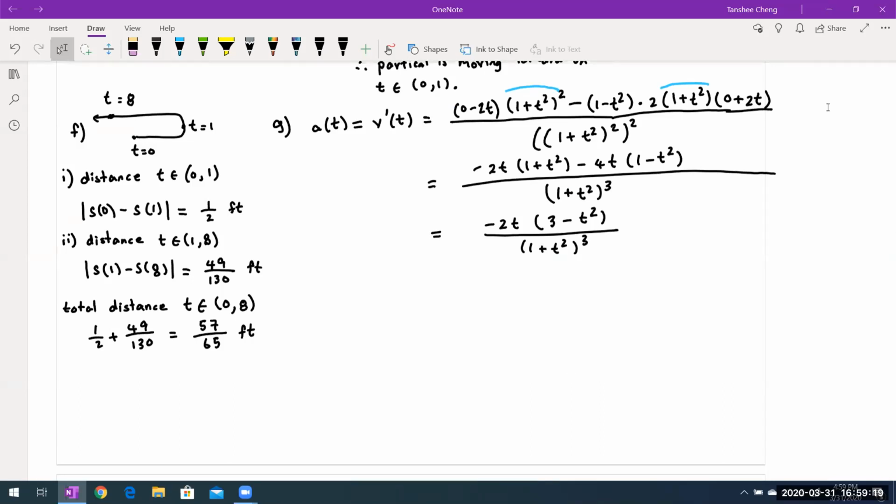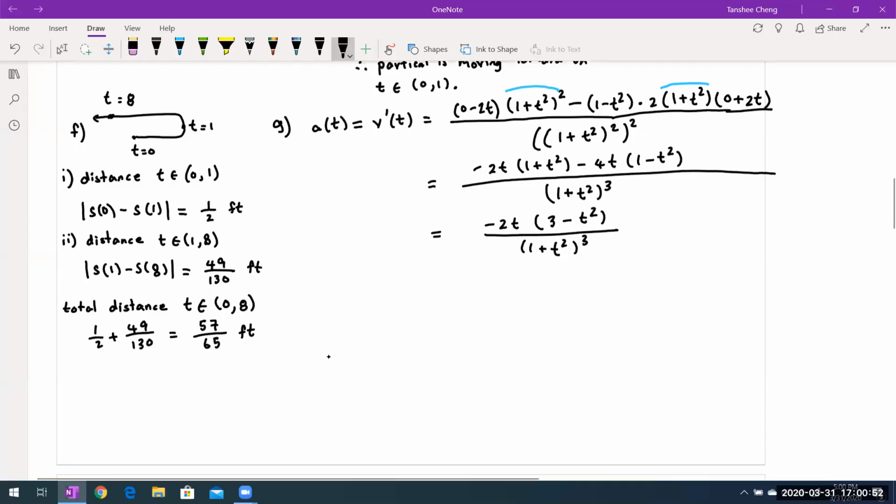So now I have my velocity and acceleration functions ready. So the question, Professor, also, yes. Can you explain that last step really quickly? This last step, the minus 2t.